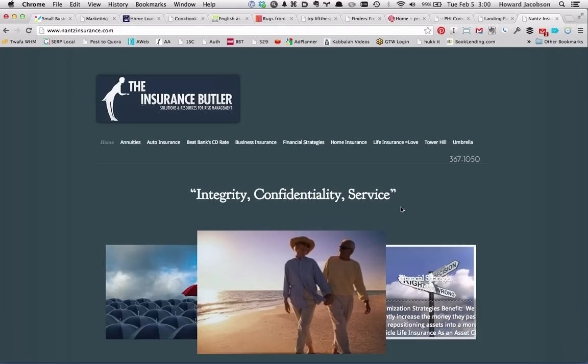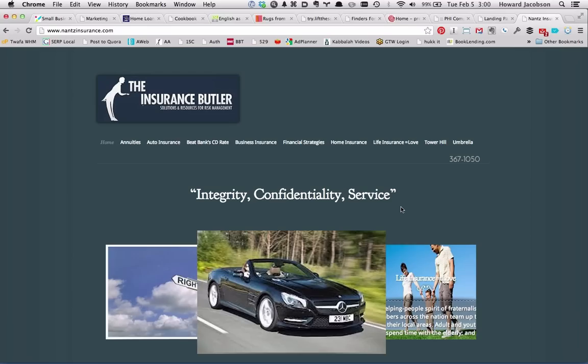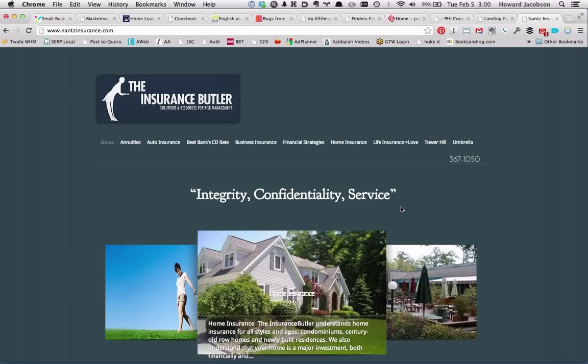From this page, though, when I look at it, and I told you, the first thing I know is I don't understand what you do. Your big quote here, integrity, confidentiality, service, could apply to almost any business. I don't want to be crass, but the idea of confidentiality brings up lots of businesses where discretion is valued. Well, some of this came from my own client base.